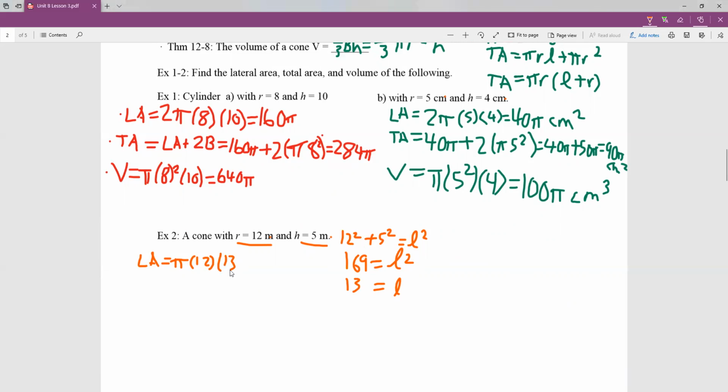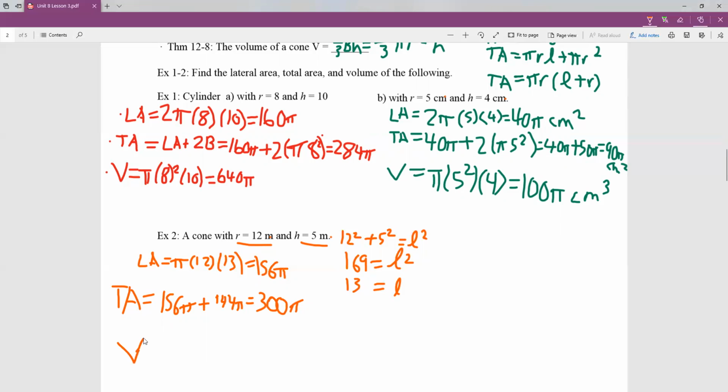Cool. So then we just take that, plug that in, and we get 156 pi. Cool. So that's the lateral area. Let's do total area. So total area is just equal to lateral area, so 156 pi, plus the area of the base, which is pi r squared. R is 12, so it's just going to be 144 pi. Add those together. 156 plus 144 equals 300 on the dot, so 300 pi.